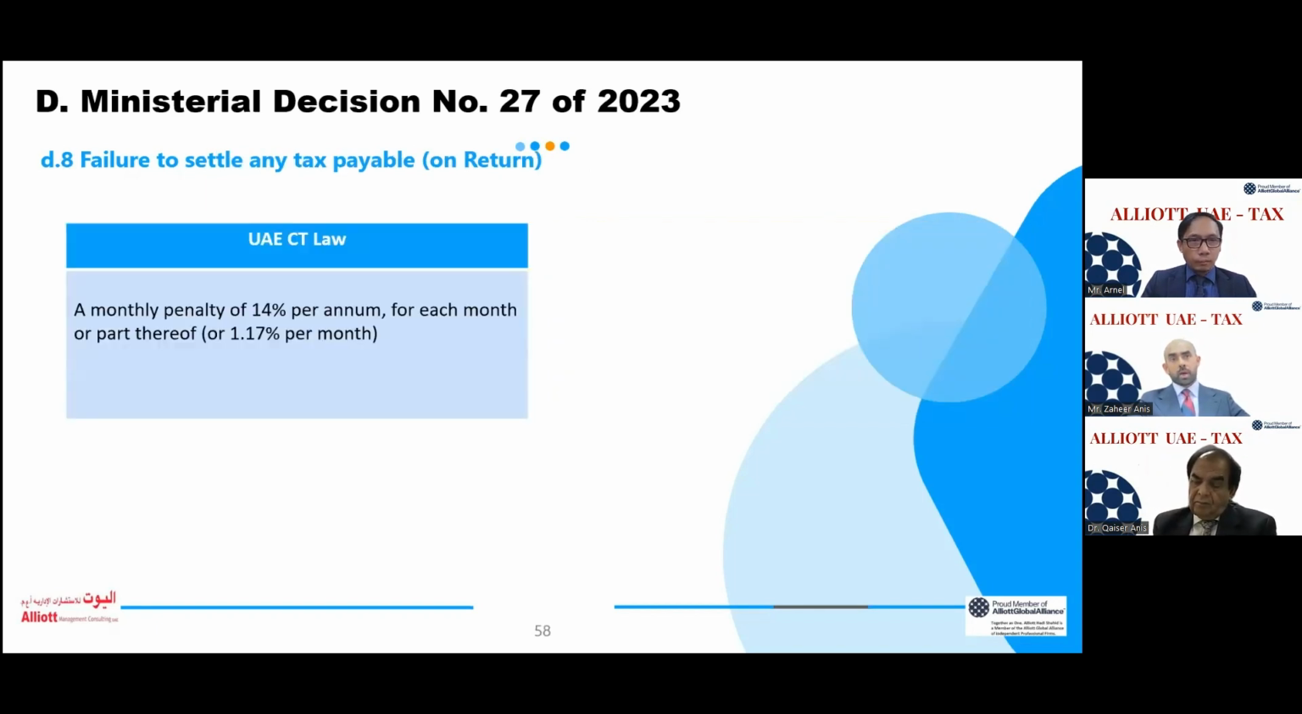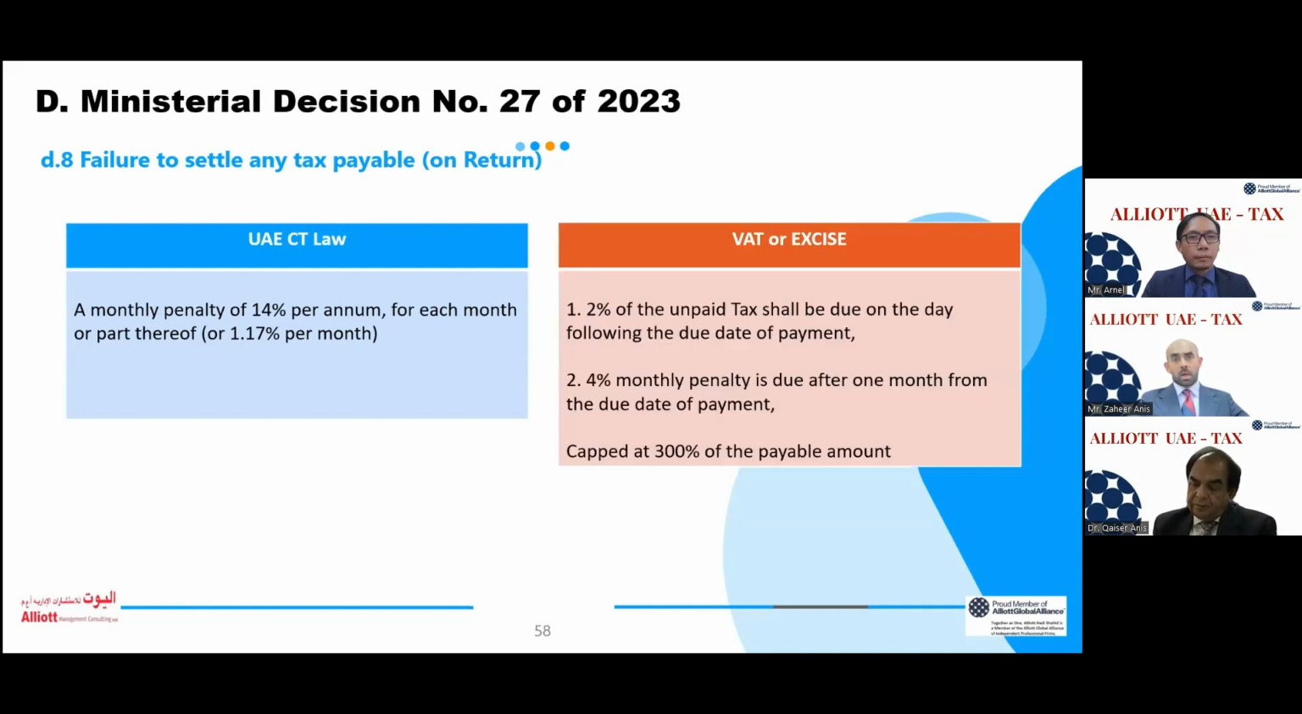We went over the fact that there's going to be a monthly penalty of 14% per annum, which computes to about 1.17%, for failing to settle any tax payable. And with VAT, it is 2% of the unpaid tax, due on the day following the due date, and 4% monthly after 1 month from the due date, capped at 300% of the payable amount. If you notice, for the corporate tax, there is no cap on this amount.